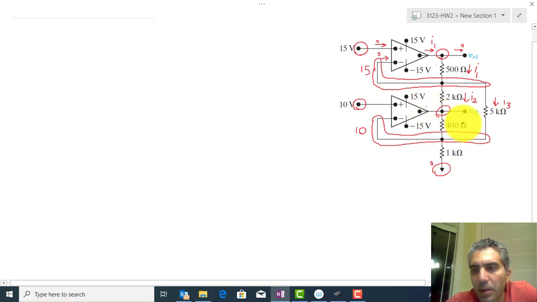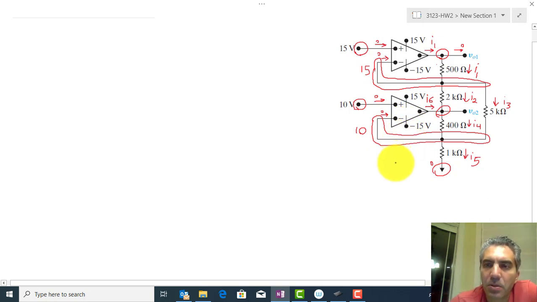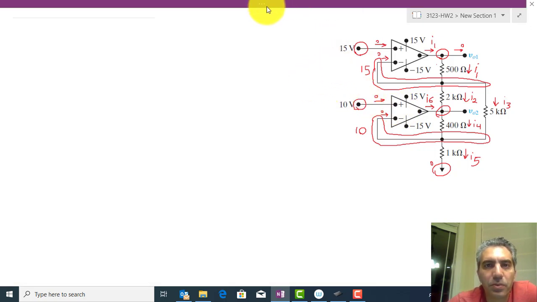And there is a current here, and call that I4. And there's a current here, I'm going to call that I5. Current here, and call that I6. And this would be 0. This is 0. And that concludes our labeling. So if you notice, all nodes have a voltage name or label, and all components have a current label. Now we're going to move on to writing equations.